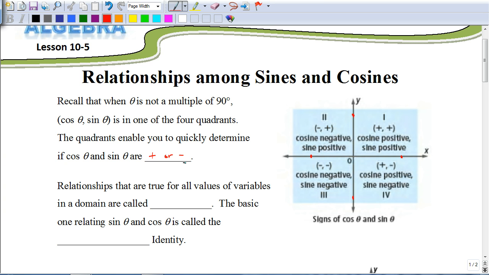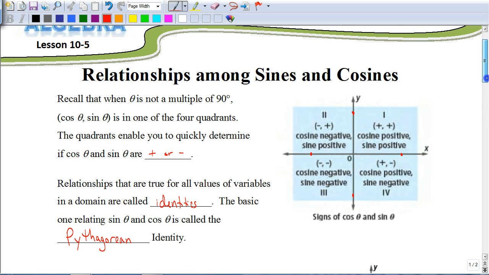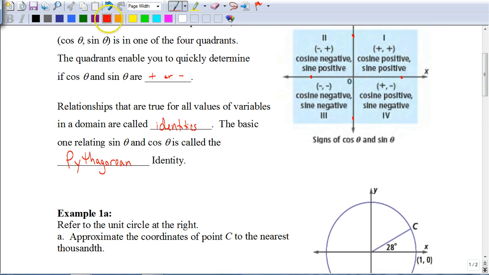Relationships that are true for all values of variables in a domain are called identities. The basic one relating sine and cosine is called the Pythagorean identity. So this is what you want to make sure you know for the first part of these notes, the Pythagorean identity. The Pythagorean identity is defined as this.